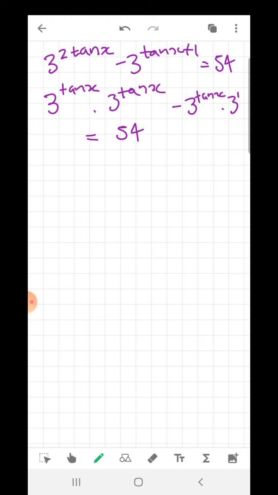Okay, so 3 to the power of tan x is what is common, so I'm taking out that as being common. 3 to the power of tan x. Oof, what did I even do?